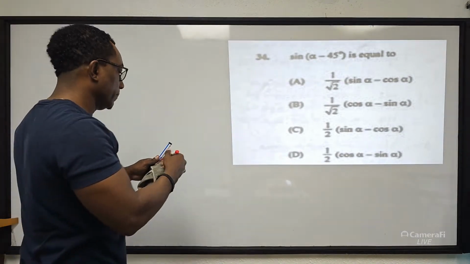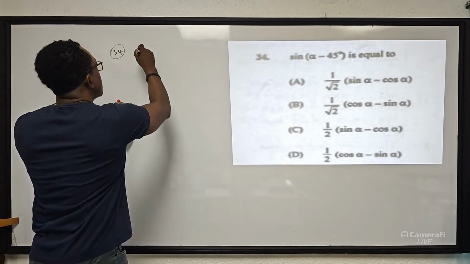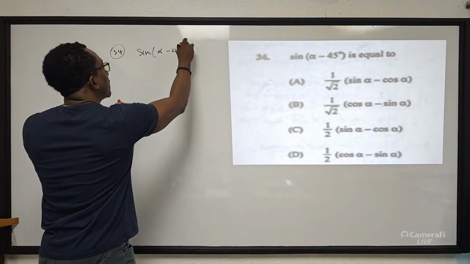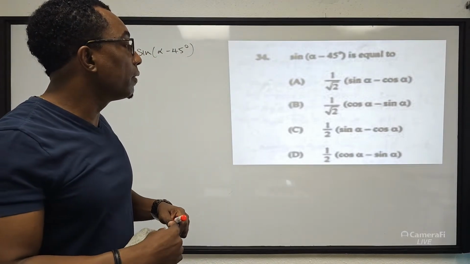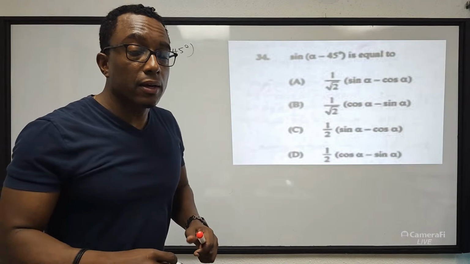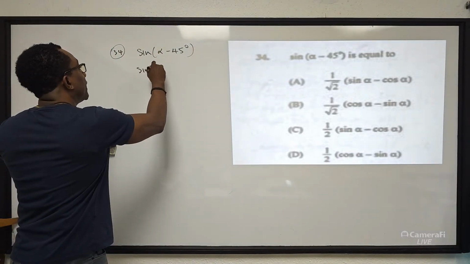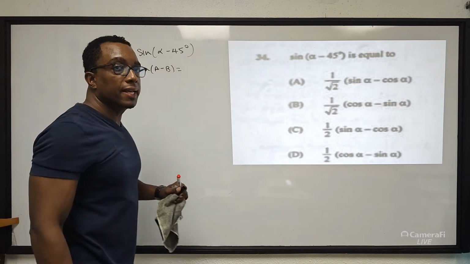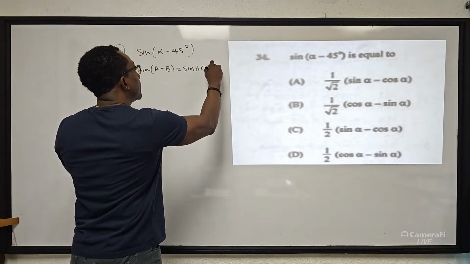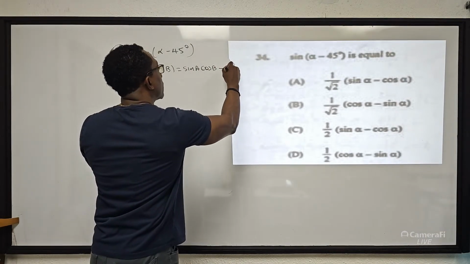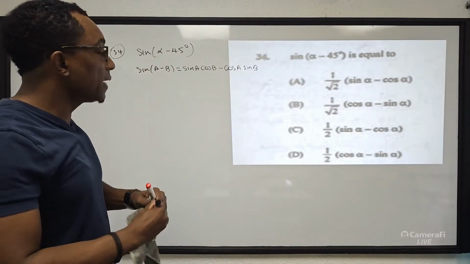Right, so for 34, if we have sine alpha minus 45 degrees, what is that equal to? Again, we're going to use our compound angle formula, so make sure we know it. Sine A minus B is the same as sine A cos B minus cos A sine B. So we have to make sure we know that relationship.